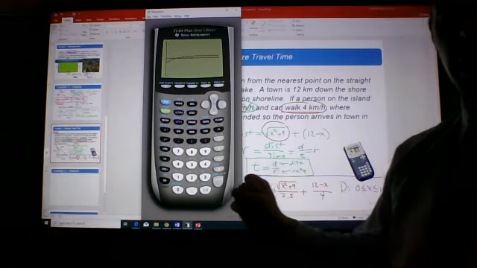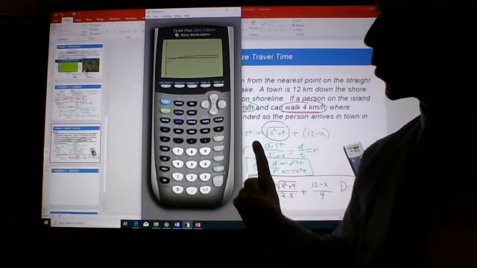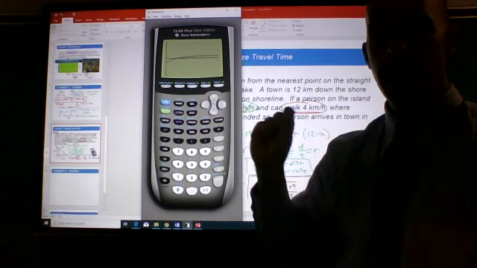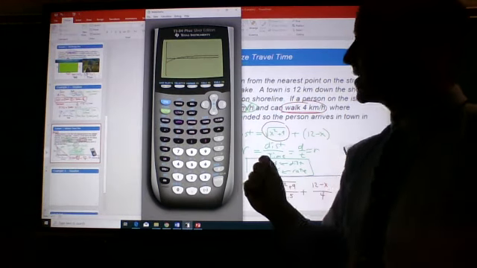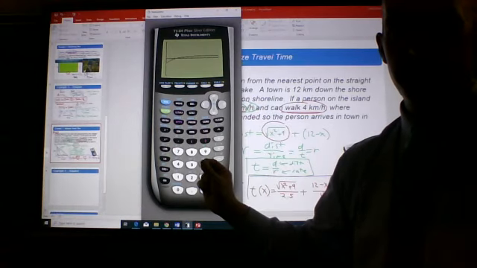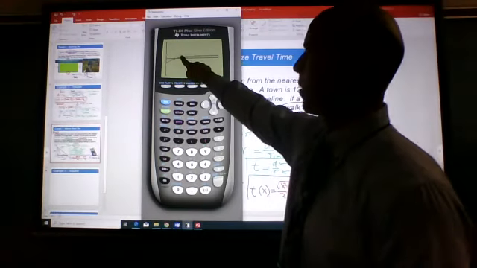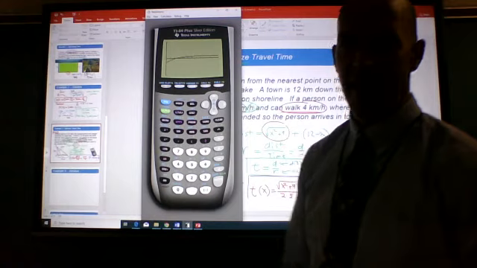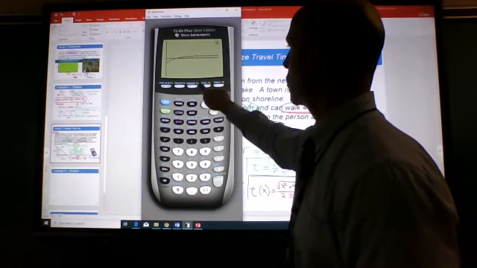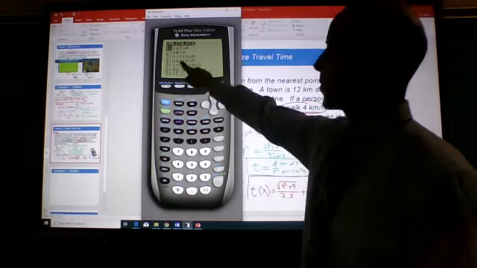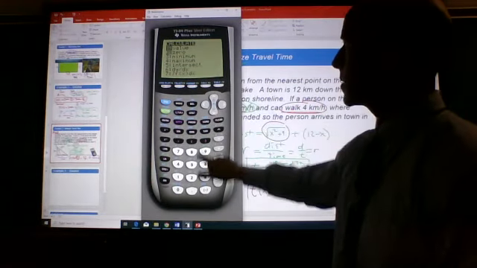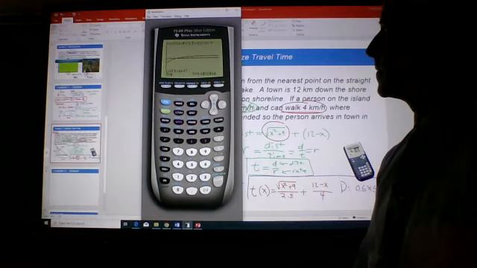So remember, using the first derivative test, we need to find when the first derivative changes signs from negative to positive if we are looking for a minimum. So let's go ahead and figure out where this crosses the x-axis, and that's what we call a zero. So I'm going to go to second function trace, which is the calculate menu. You probably recall finding zeros in your pre-calc class. So I'm going to find a zero.